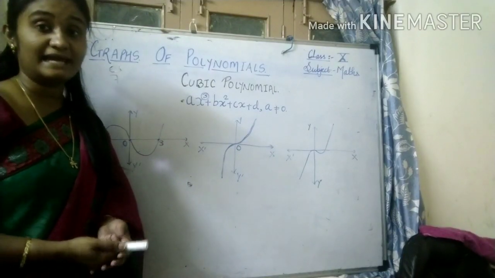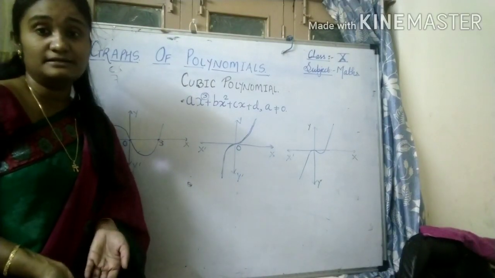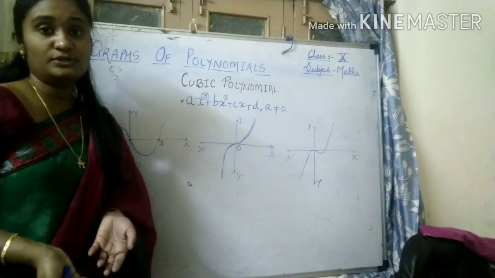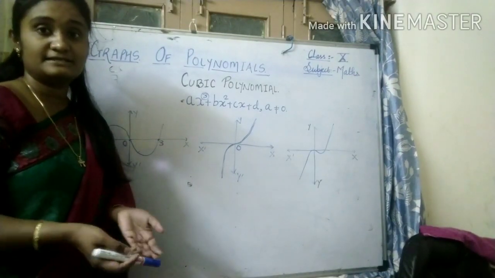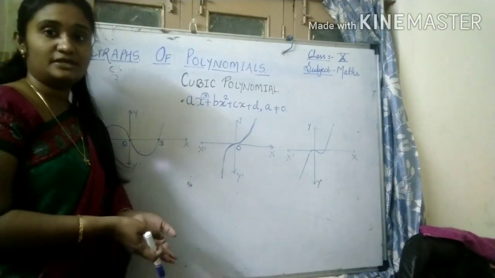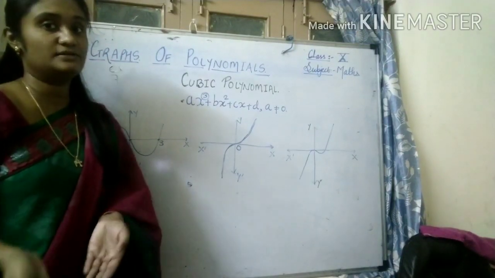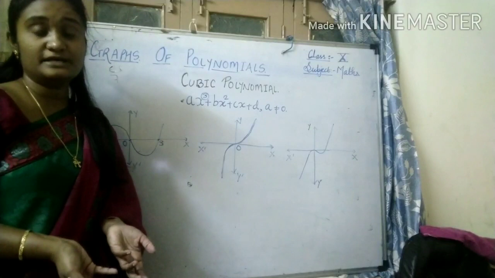Similarly, in the next case it might be possible that all the three values are equal to each other. For example, x cube is a cubic polynomial. If you equate it to 0, of course all the three values will be equal to 0. x cube is equal to 0 means x is 0, x is 0, x is 0. So all the three values are equal to each other.